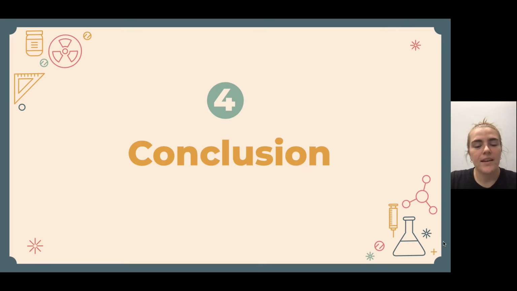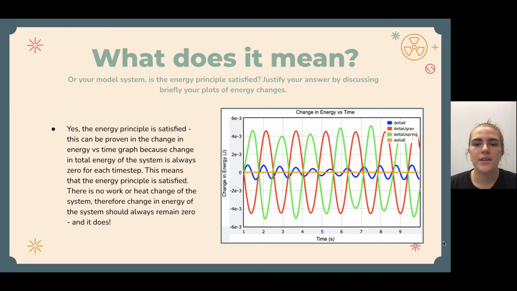data. And lastly, the conclusion includes the what if, what does it mean questions. And we do see that the energy principle is satisfied because this can be proven in the change in energy versus time graph, because change in total energy should be 0 for each time step, meaning this is satisfied since there's no work or heat change of the system. Therefore, change in energy of the system should always remain 0, and you can see here in the orange line it does.